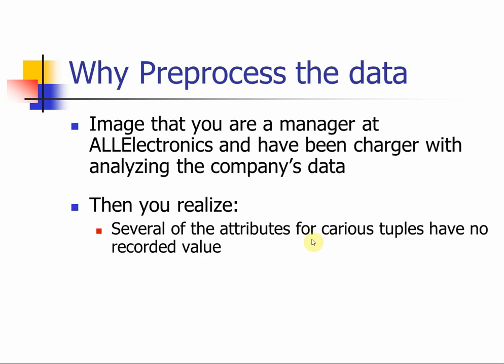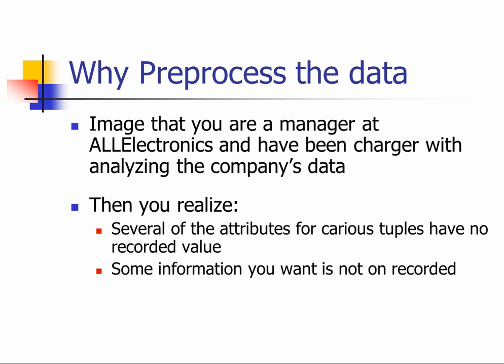Several of the attributes for various tuples have no value. That's pretty normal, right? There are a lot of different things that you can input or you cannot input, such as a customer's age. As long as it is not required information, most of the time they are not going to fill it in. So how do you deal with the missing values? Or even something important: you have some products that you try to sell and you find out there is no price tag for that. That's something very weird. Some information you want is not on record.